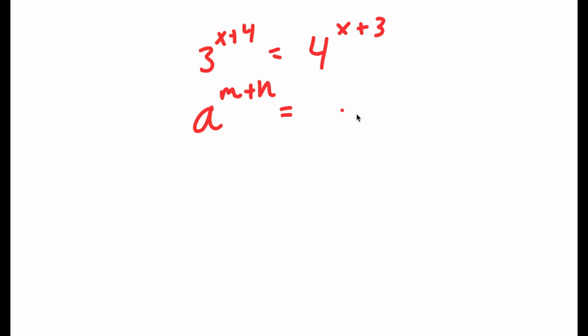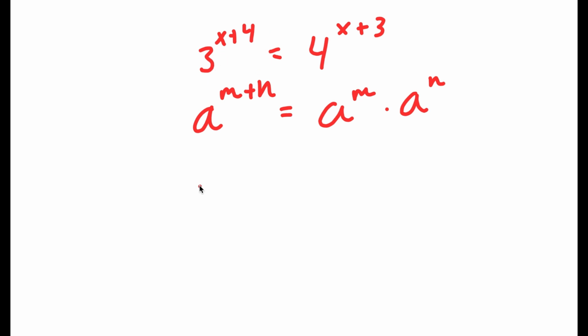Alright, so in this problem, I have 3 to the power of x plus 4 is equal to 4 to the power of x plus 3. So now to solve this, I'm going to first start by using the property that states that if I have something in the form a to the power of m plus n, this is equal to a to the power of m times a to the power of n.